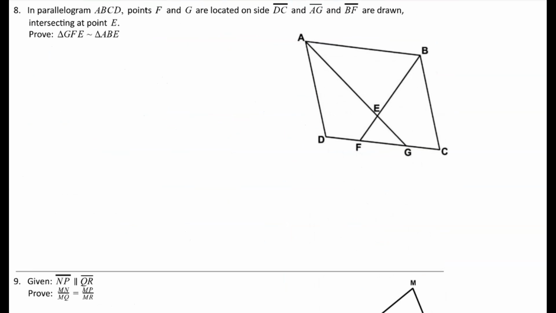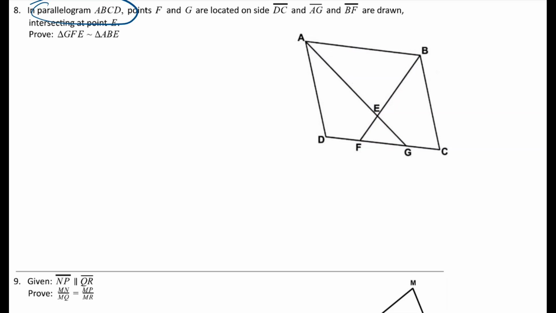Number 8. In parallelogram ABCD, points F and G are located on side DC and AG, and BF are drawn. So the big idea here is that I know this is a parallelogram. So I've got to think about all the properties of parallelograms I know that might help me find that my two triangles, AEB and FEG, are similar.